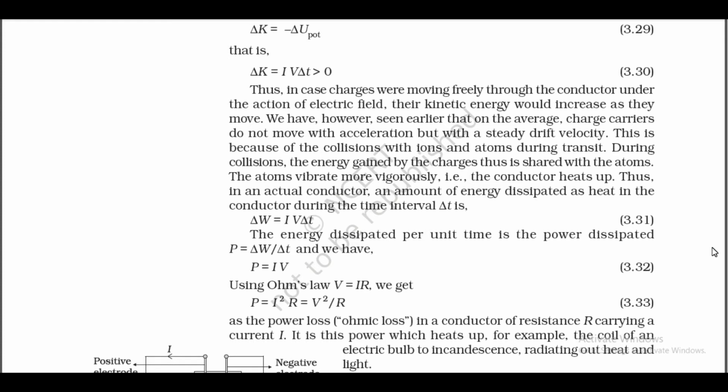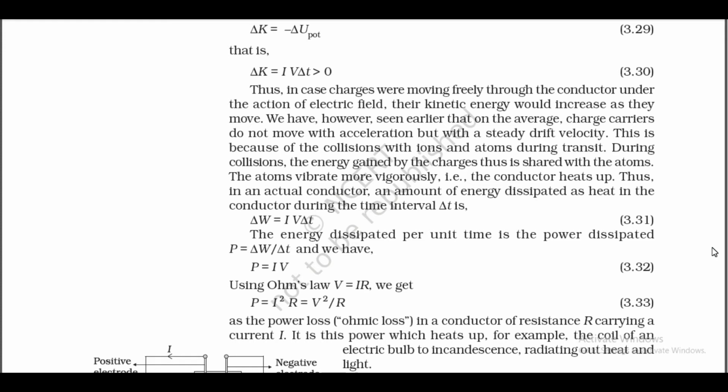We have, however, seen earlier that on the average, charge carriers do not move with acceleration but with a steady drift velocity. This is because of the collision with ions and atoms during transit. During collision, the energy gained by the charges thus is shared with the atoms. The atoms vibrate more vigorously, that is, the conductor heats up.